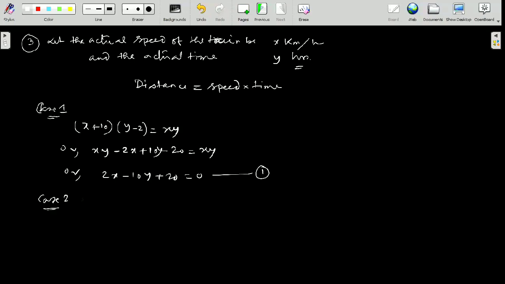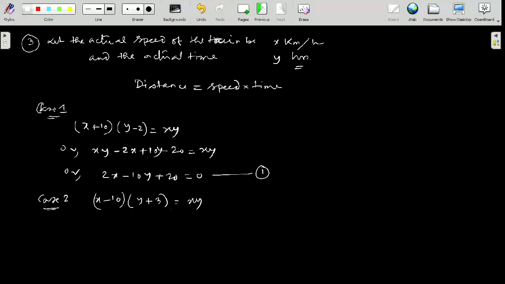Again read the condition. And if the train were slower by 10 km per hour, it would have taken 3 hours more than the scheduled time. Okay, that means x minus 10. Again x minus 10 into time is 3 hours more. So y plus 3, that is equal to originally x into y.